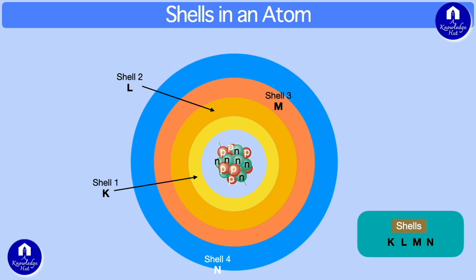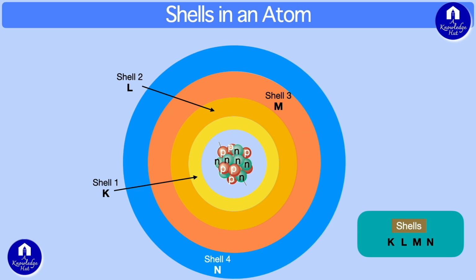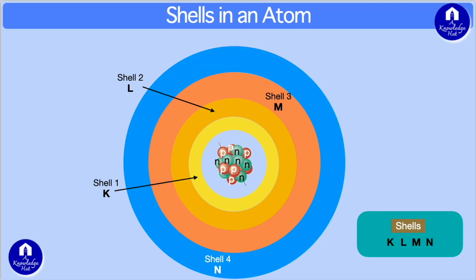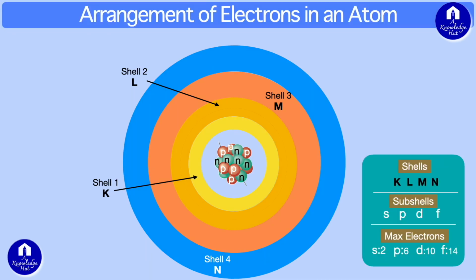The outermost shell is also called the valence shell. Electrons in the valence shell are called valence electrons, which are responsible for most of the chemical behavior of atoms. The space inside a shell is further divided into subshells. Subshells are identified by letters such as S, P, D and F.